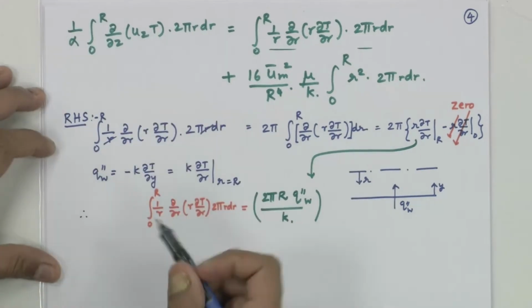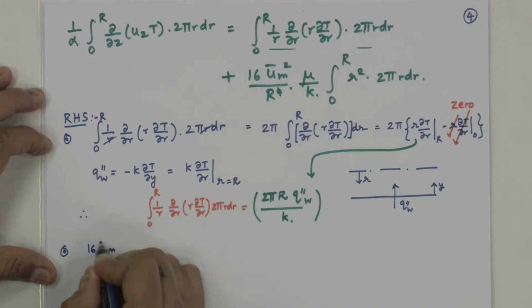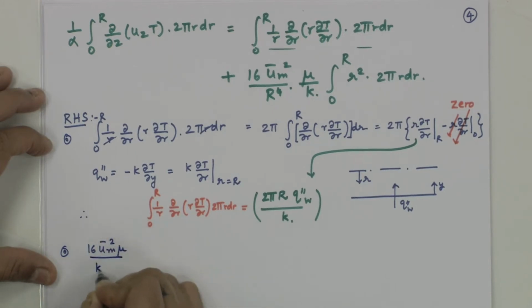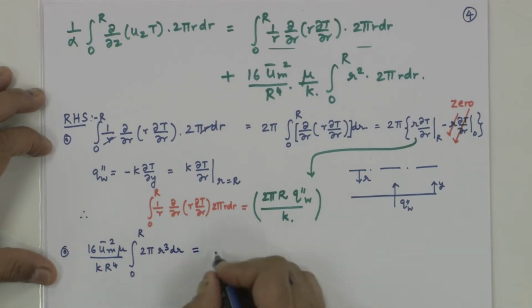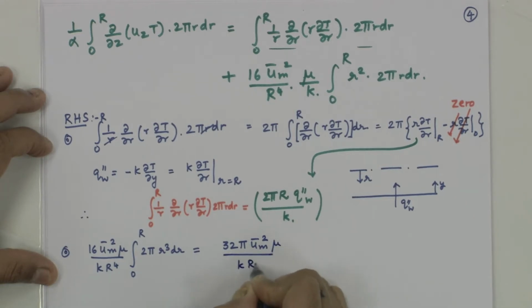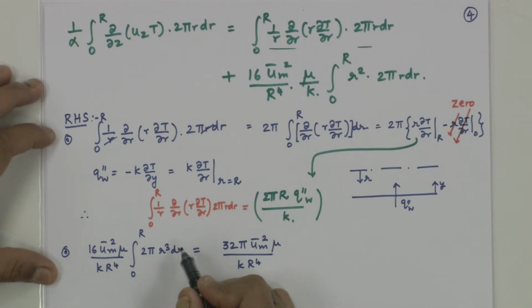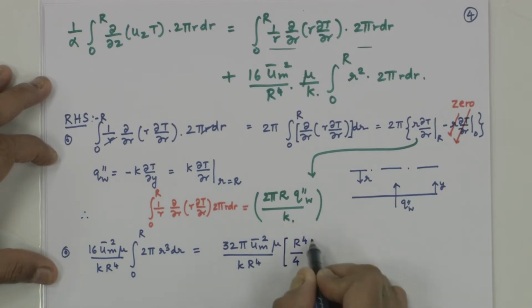This is the first term on the right hand side. The second term on the right hand side: 16 um bar squared mu by k R to the power 4 times the integral from 0 to R of 2 pi r cubed dr, which is nothing but 2 into 16, 32 pi um bar squared mu by k R to the power 4, times the integral of r cubed, which is r to the power 4 by 4 when you supply the limits.